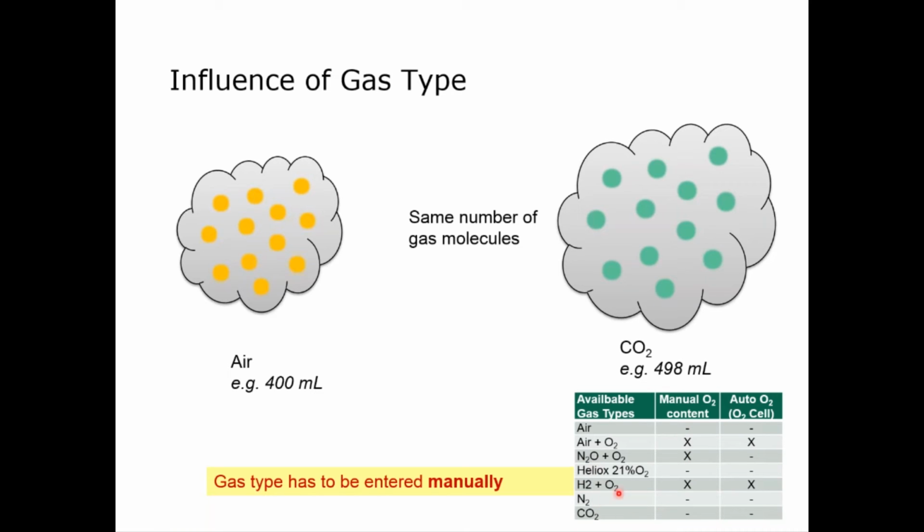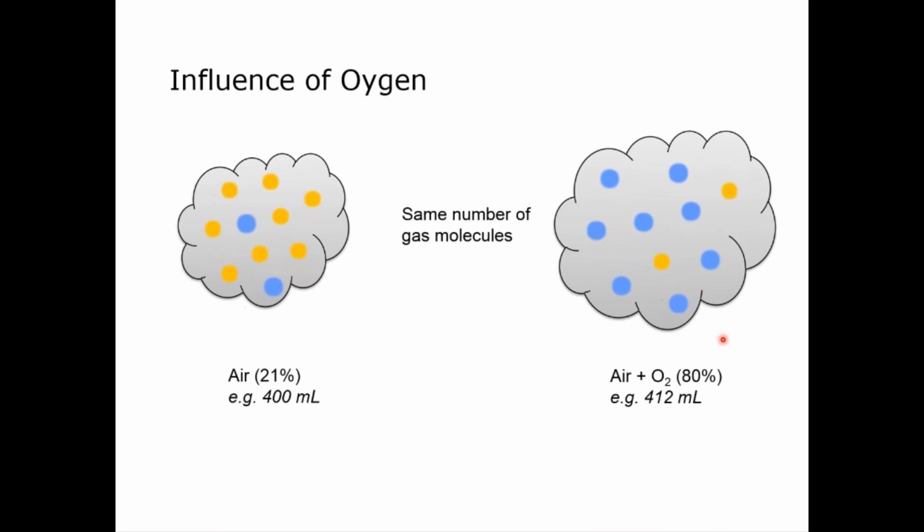All the other gases have to be set up manually, except this one, where the oxygen cell can also be used for automatic adjustment of the oxygen content. So gas type makes a very important influence.